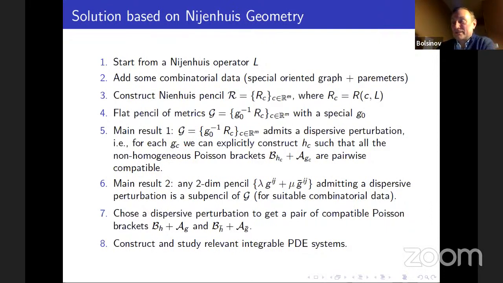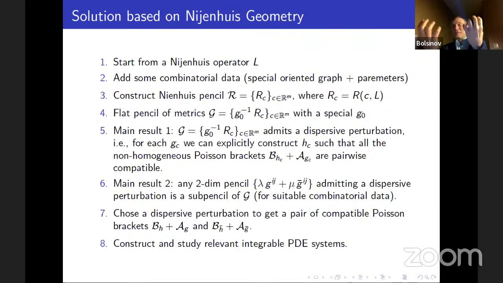And the second result: every two-dimensional pencil which admits dispersive perturbation will be a sub-pencil of this big pencil. It's a big pencil, having many parameters, up to five. So given this two-dimensional pencil and its embedding into this big pencil, we can explicitly construct H and H bar and solve our problem.